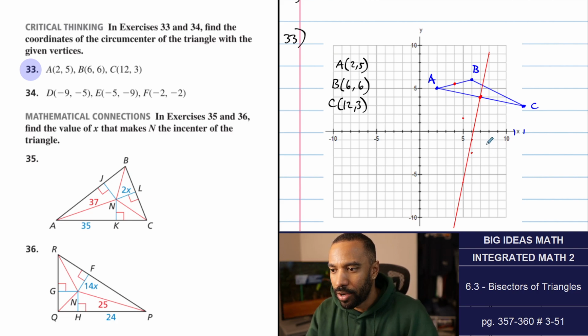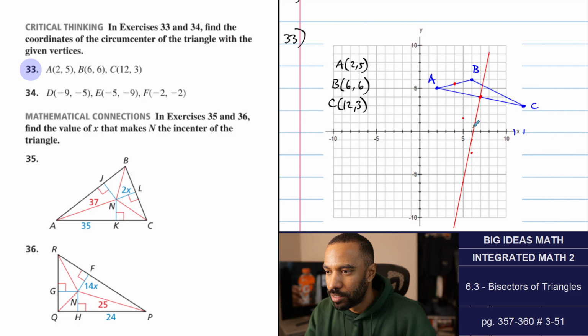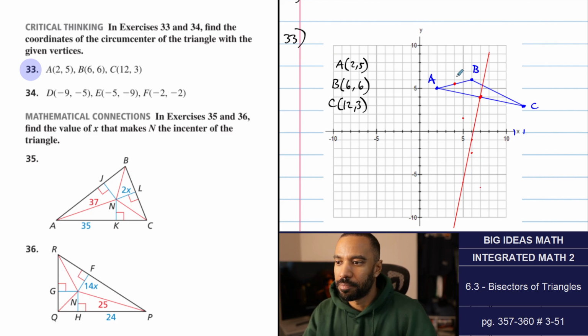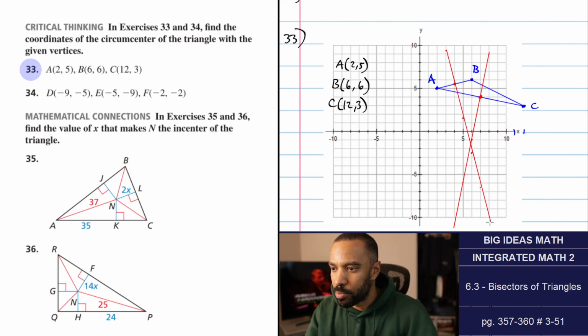I'll tell you what, though. I don't know if this lands right on an ordered pair. 1, 2, 3, 4. 1, 2, 3, 4 over 1. Like that. Unless I drew the third one to really confirm where it should go. But this otherwise should be intersecting right in an ordered pair, and this really doesn't.